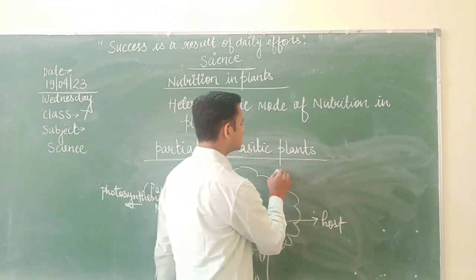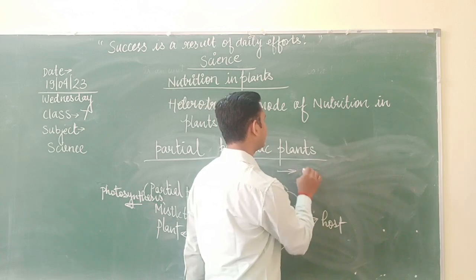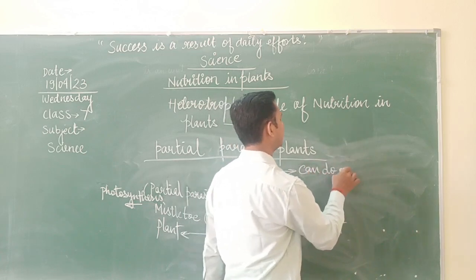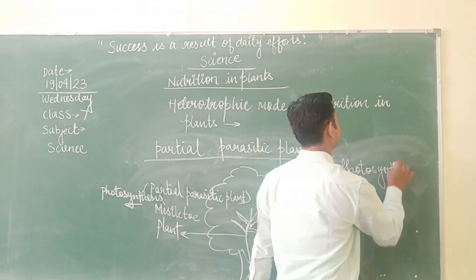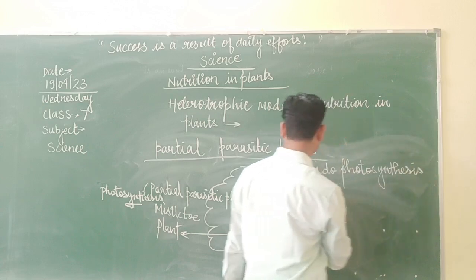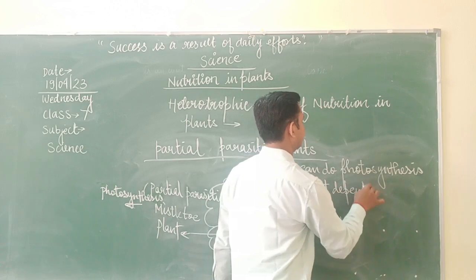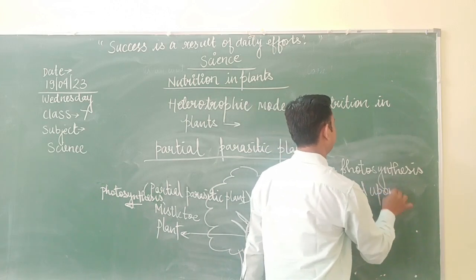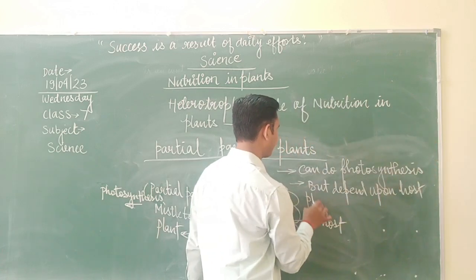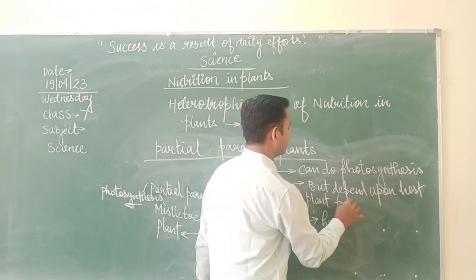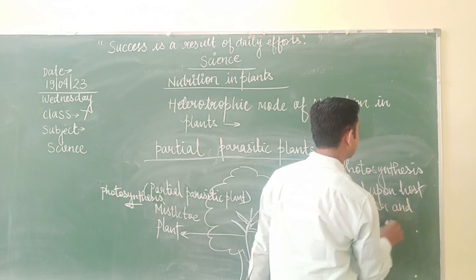Okay, so partial parasitic plants, what can they do? They can do photosynthesis, but depend upon the host plant for water and minerals.